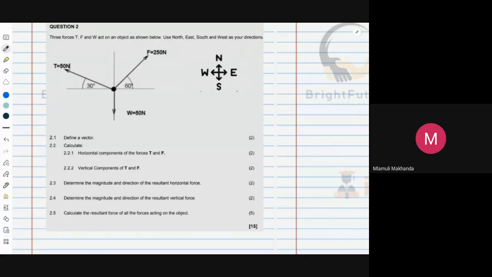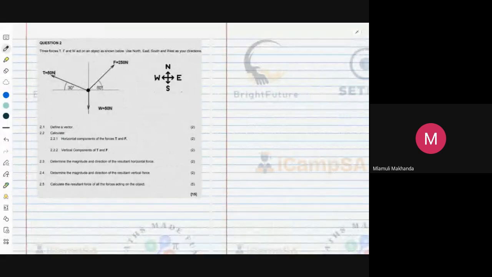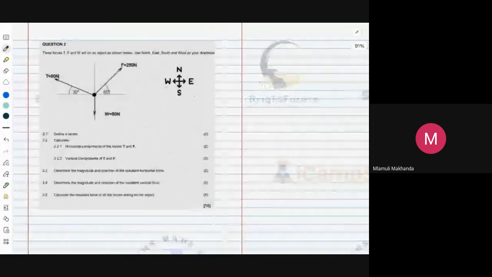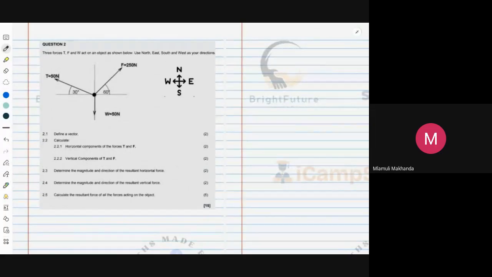Right, so let's try this one. We are asked to define a vector. This is like a grade 10 question. So what's a vector, guys? Just unmute and tell me. This is a free 2 marks. Show us how you will get this free 2 marks there.